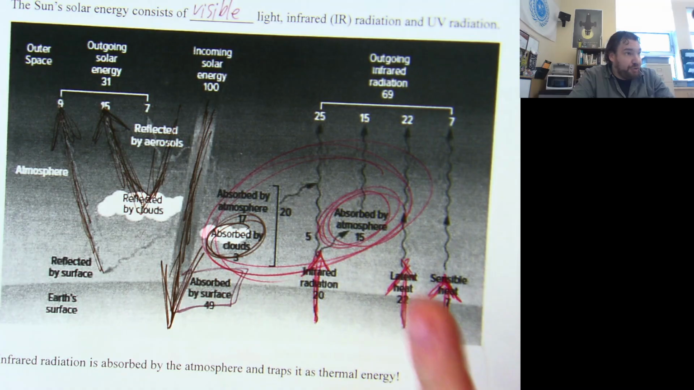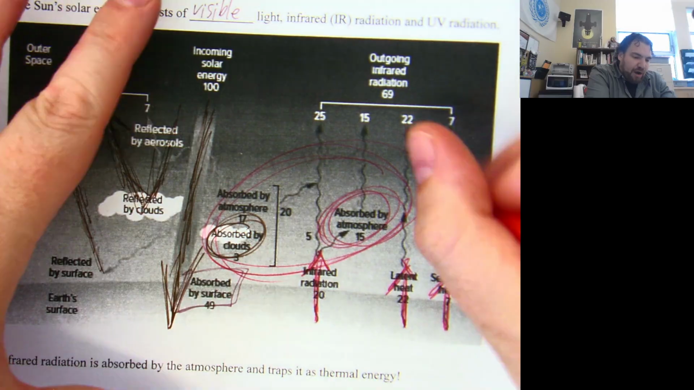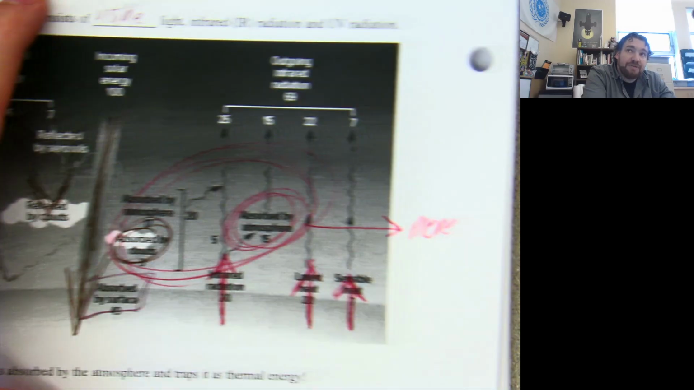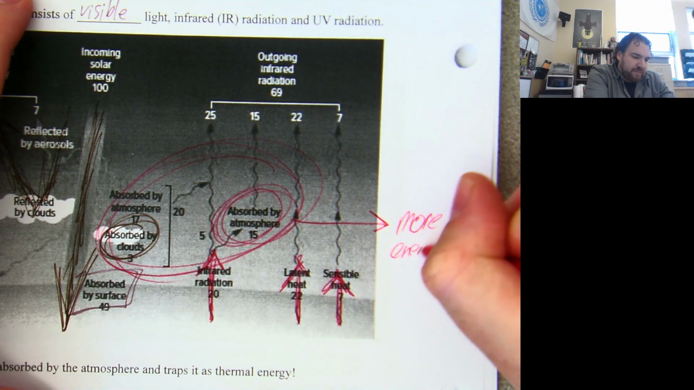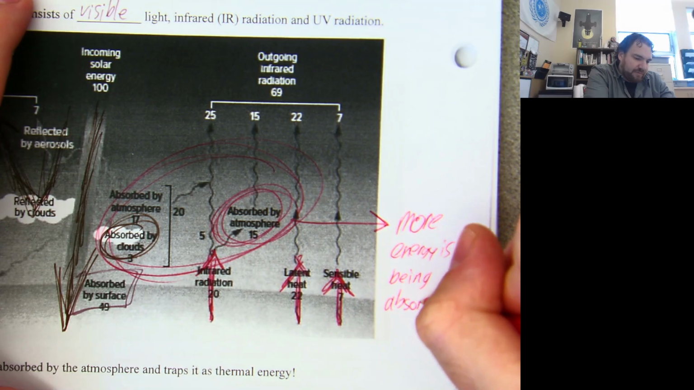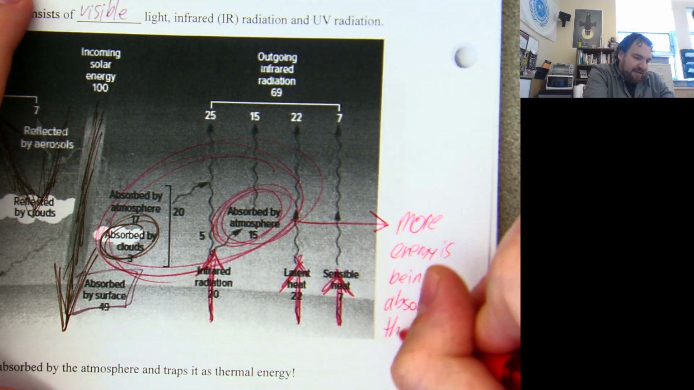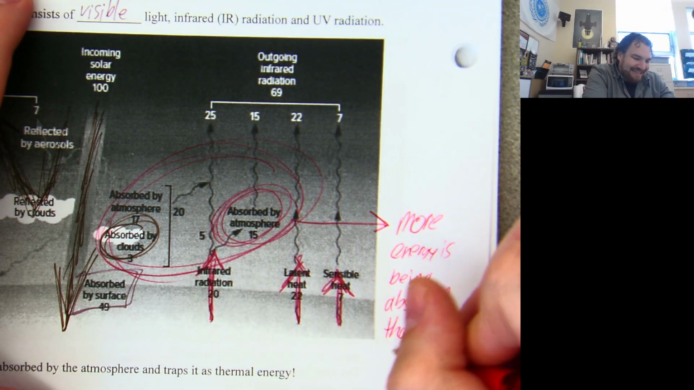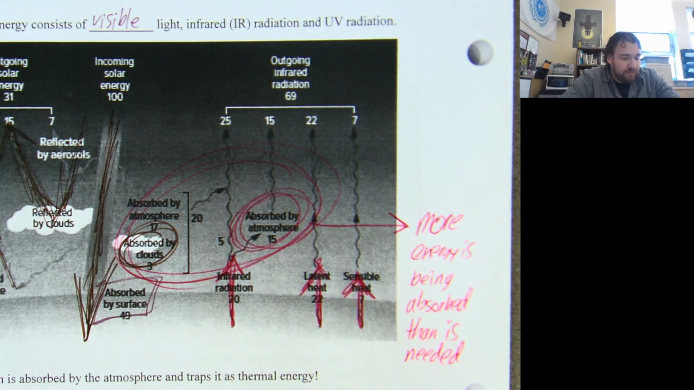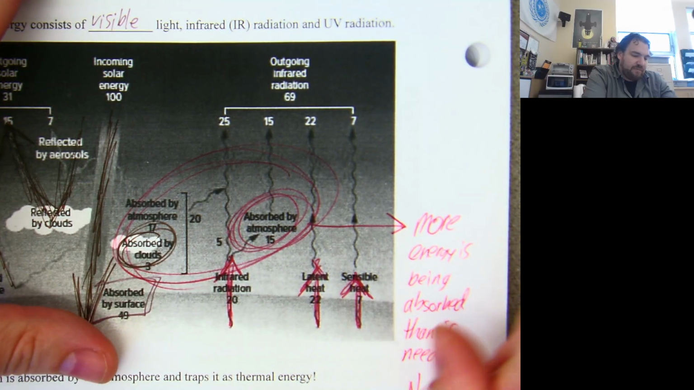Now, to a certain degree, we need this. We need Earth to be warm enough to be habitable. But the problem with this is more energy is being absorbed than is needed. And as a result, climate change.